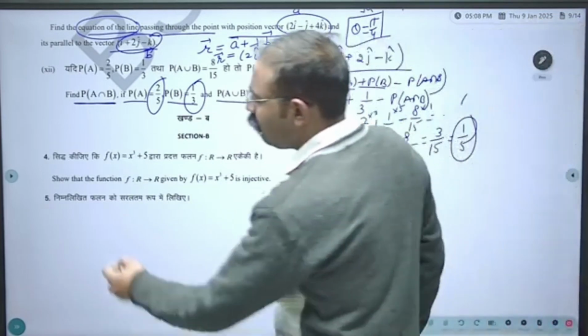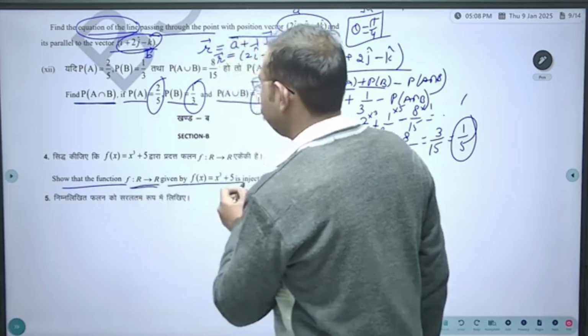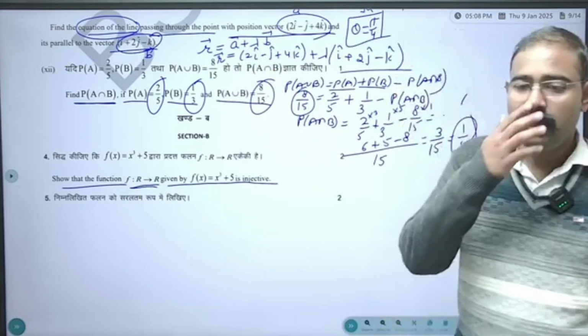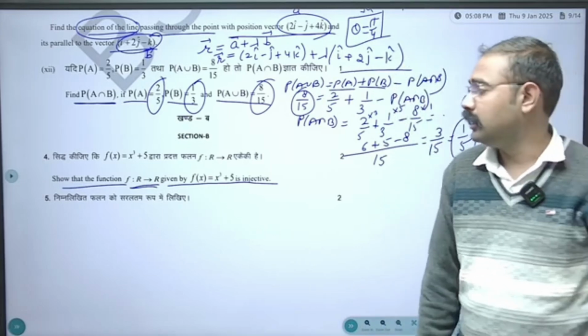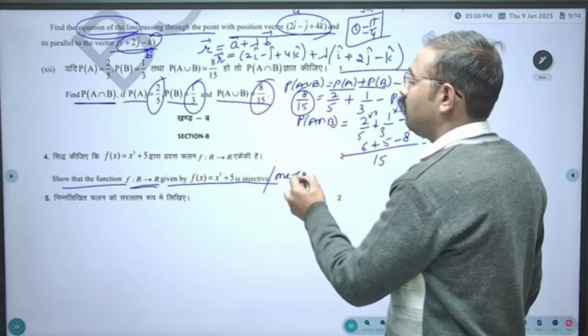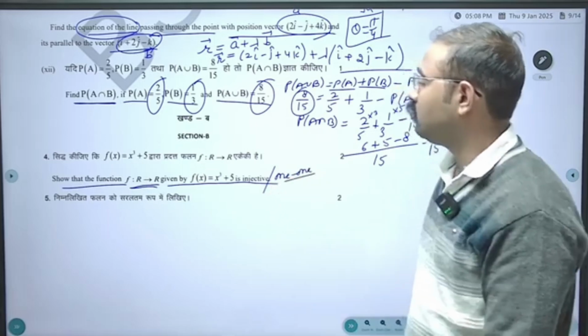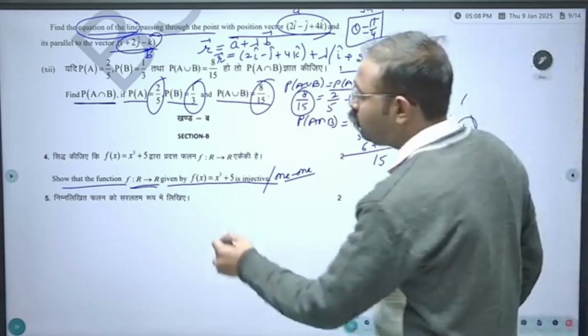First one is show that the function f from R to R given by f(x) = x cube plus 5 is an injective function. We have to prove that this function is injective, or instead of injective, one-one also we can use. That given function is one-one. We have to prove this. So how to prove?